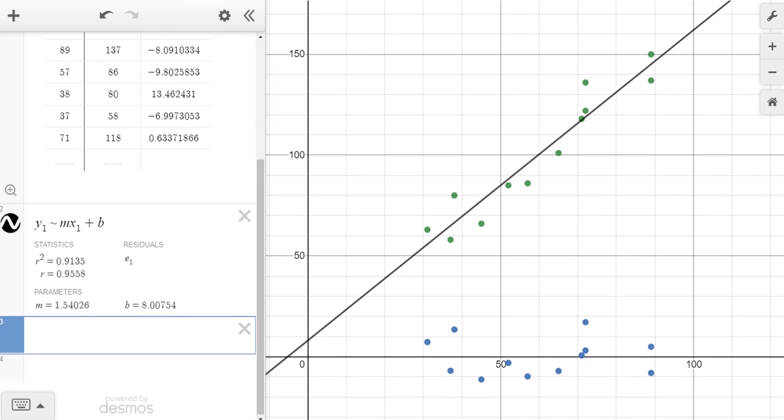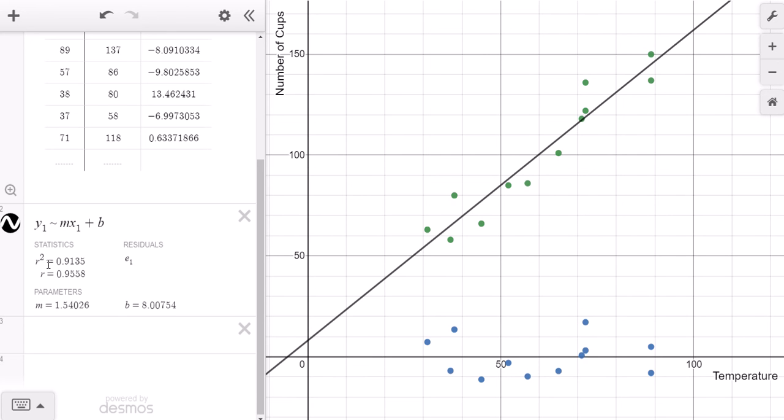Part C says, compute the correlation coefficient and interpret R squared in context. So we do see here R, the correlation coefficient, and it is 0.955 or 0.96. It's a very strong correlation coefficient.